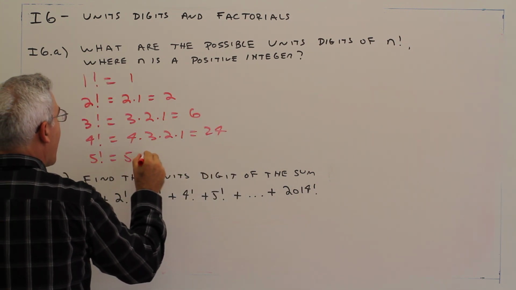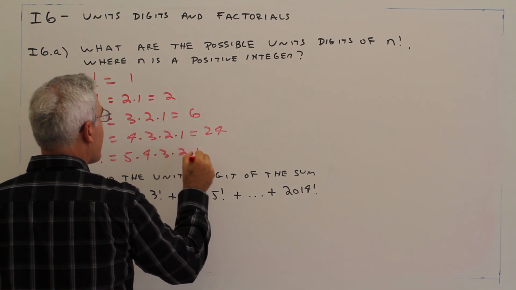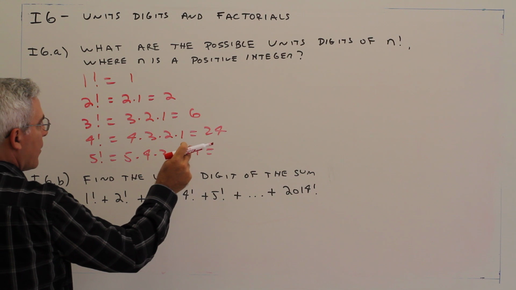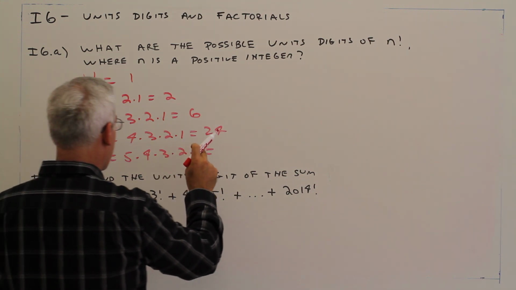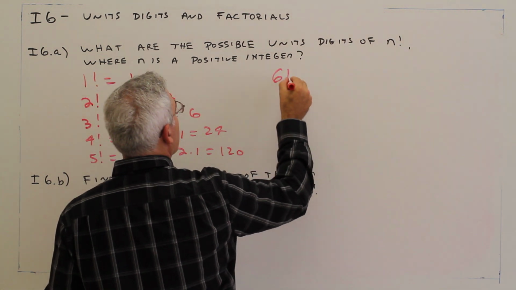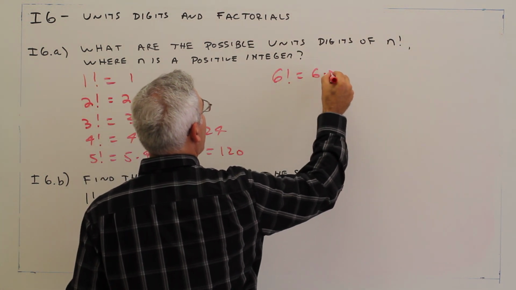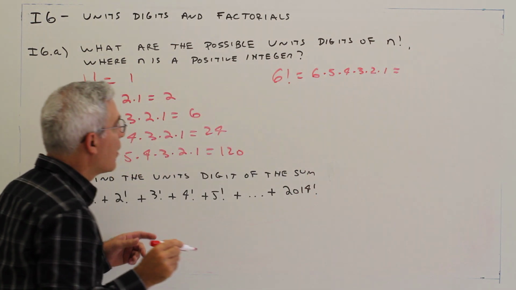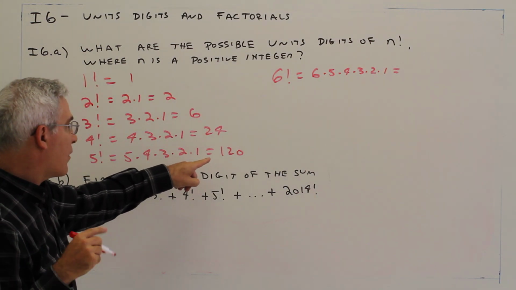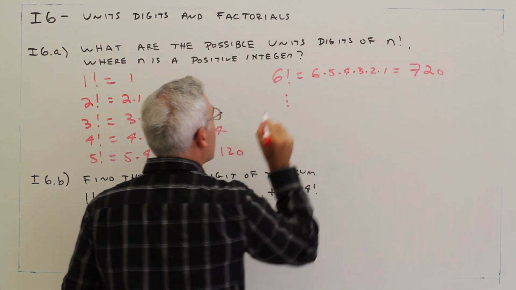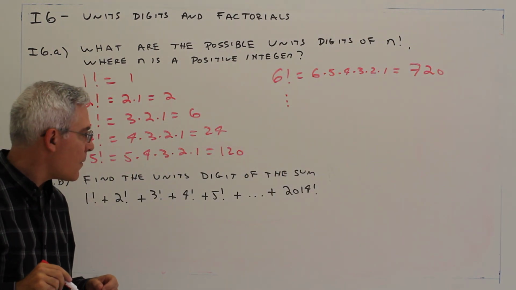5 factorial is 5 times 4 times 3 times 2 times 1, 5 times the previous factorial, so 120. 6 factorial equals 6 times 5 times 4 times 3 times 2 times 1, 6 times that, 6 times 24 is 720, etc.